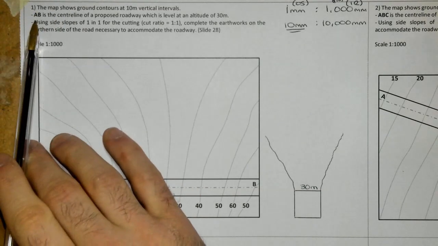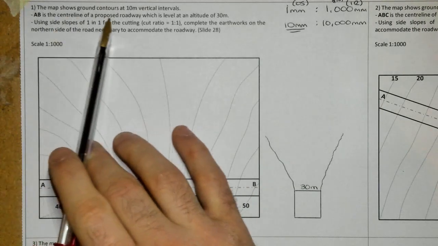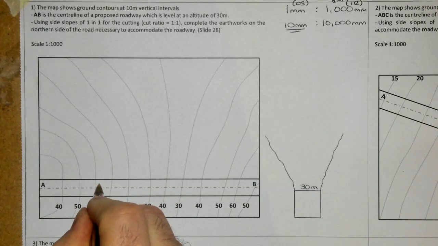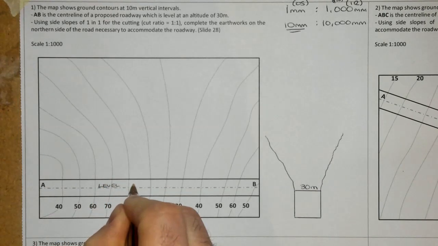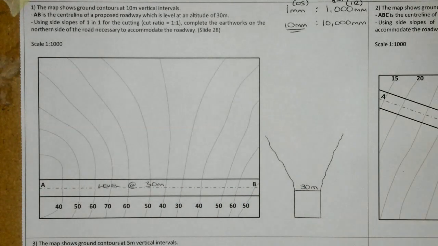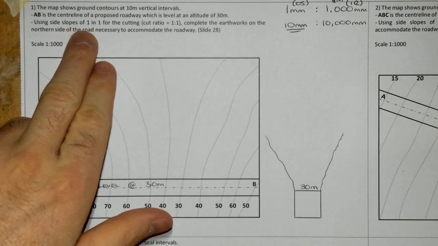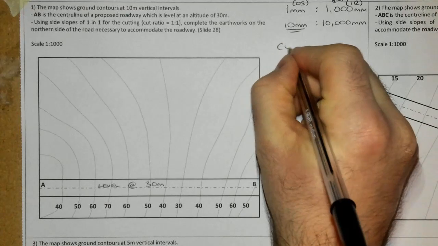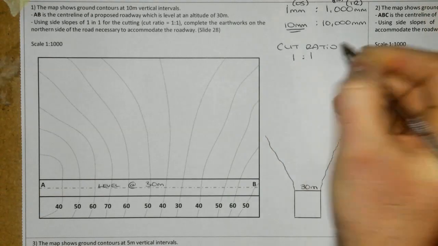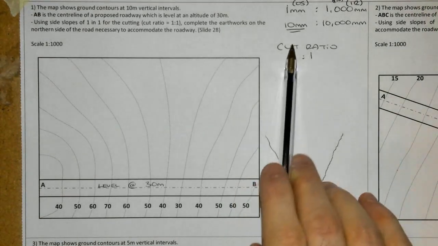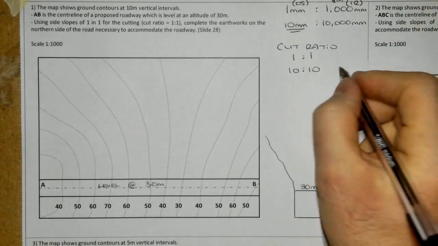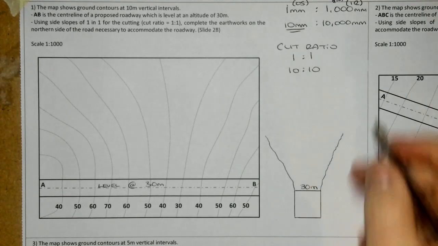Now, it says here, AB is the center line of a proposed roadway which is level at an altitude of 30 meters. So this roadway is going to be level at 30 meters. From A to B, the road is at a level height of 30 meters. And then it says, using side slopes of 1:1 for cuts, so my cut ratio is 1:1. Okay, and we know basically what that means, because 10 millimeters is our magic number. That means 10:10.